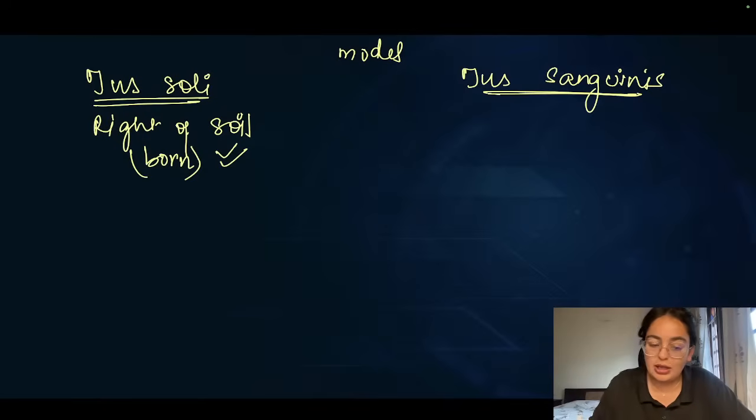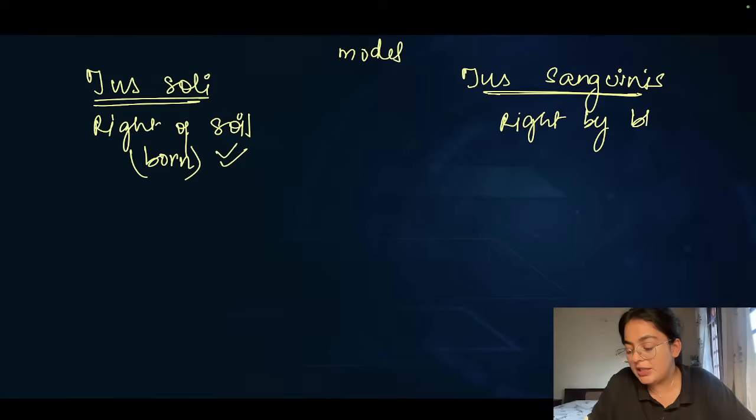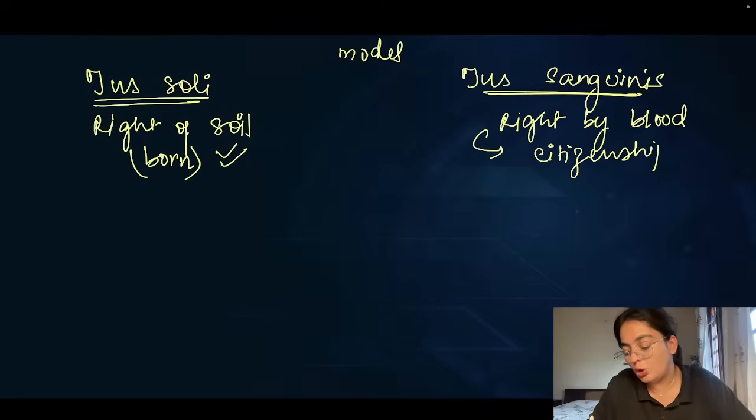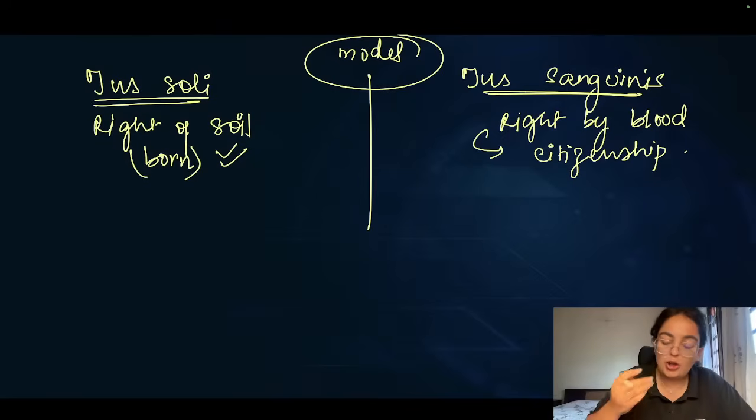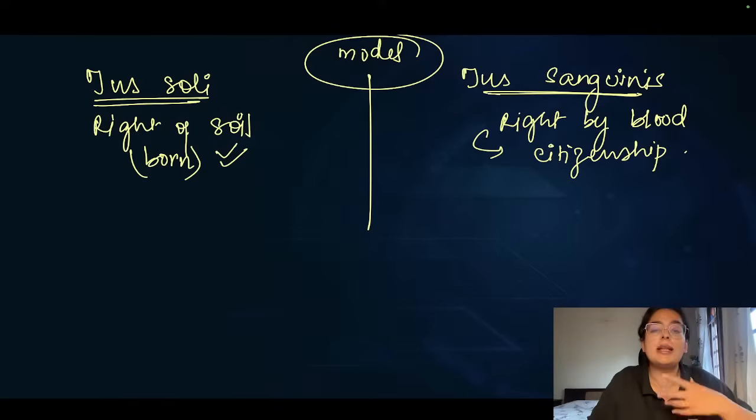And in the other model, that is right by blood, you have to be a descendant. You have to be born to parents, and through their citizenship do you derive your citizenship. So these are the two models that are adopted by different countries. Of course, there are other methods of citizenship as well.